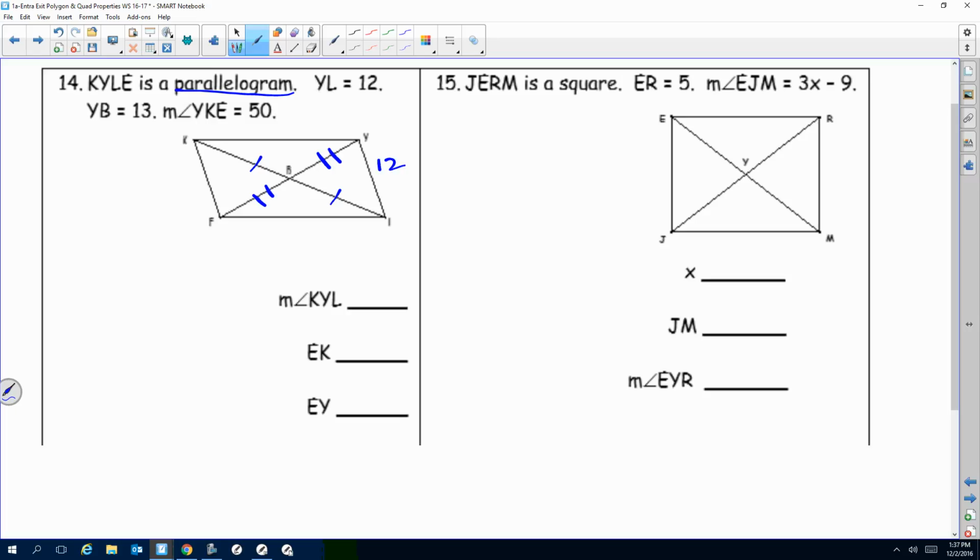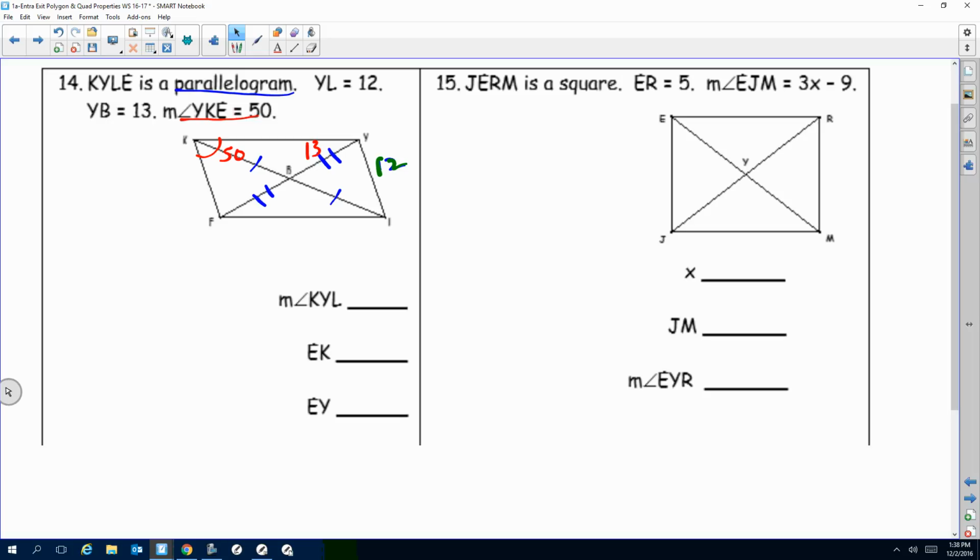So we have the 12, YB is 13. Okay. 12, YB is 13. And then the angle YKE, that's this whole thing, is 50. It is a parallelogram. So now that I have my markings, and I can use that relationship to find KYL.